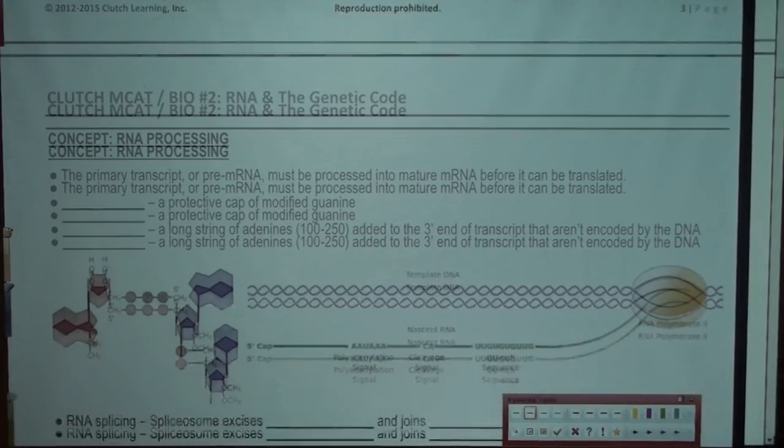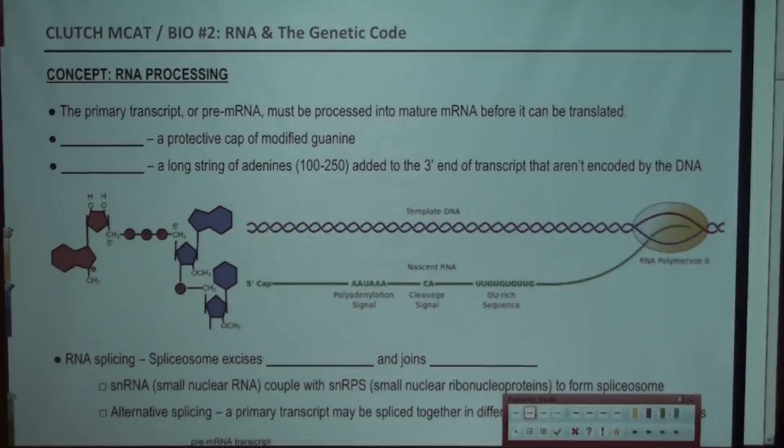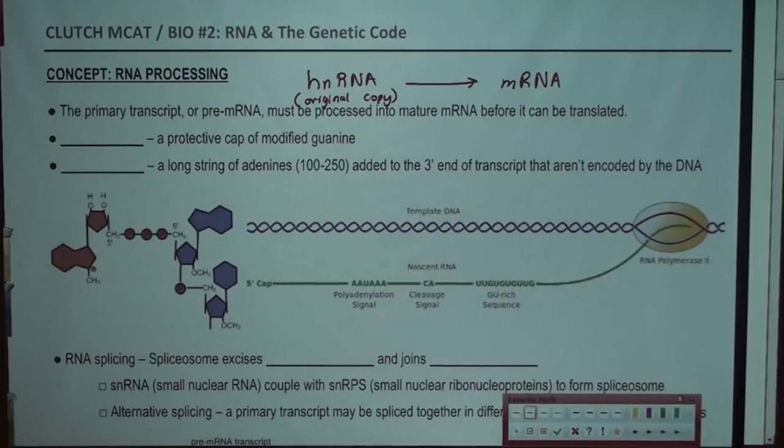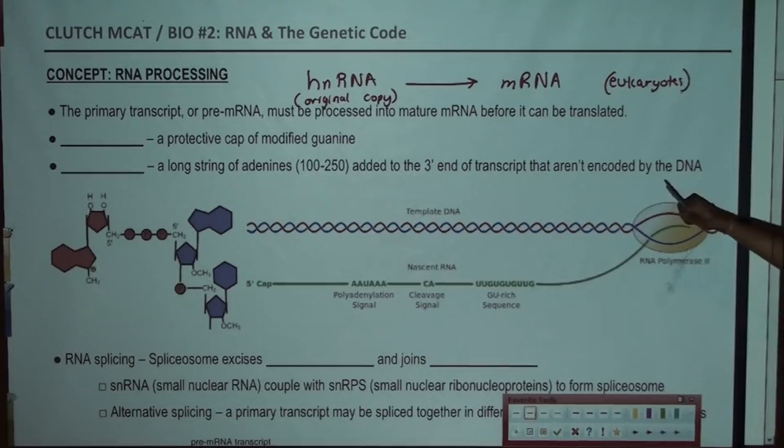All right, so we've created our hnRNA strand. Now we have to do processing of that strand. So this whole part is just going from hnRNA to mRNA. Remember, this is the original copy, which we don't want. We've got to process it before it leaves the nucleus. Remember, we're talking about eukaryotes when we're talking about this processing. Prokaryotes don't have a nucleus, so they never make hnRNA. They just have mRNA the whole time.